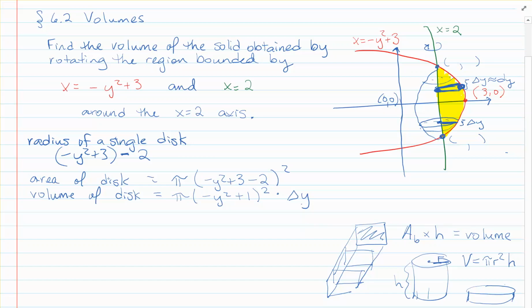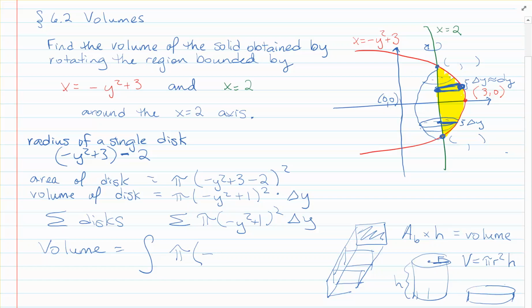And if I want to add up a whole bunch of these, the sum of the disks, the sum of these pi r squared delta y, remember that's exactly what it means to integrate. The integration is taking the limit of this sum, so my volume is going to be the integral from a to b, we haven't figured those out yet, of pi r, which is negative y squared plus 1, squared dy.